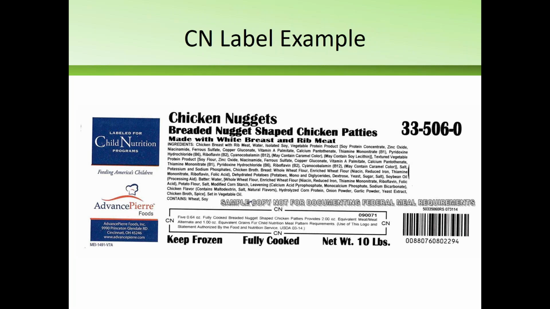It will also list a USDA/FNS authorization statement, and then the month and year of approval. So again, it's a very distinct look, and it's typically found on the boxes of the items that you purchase.